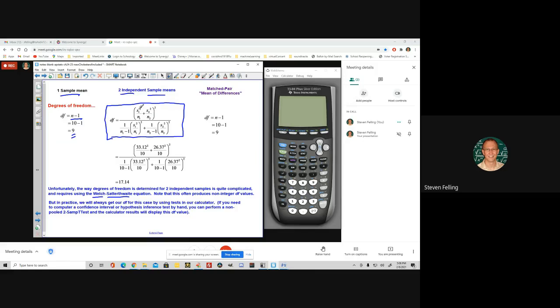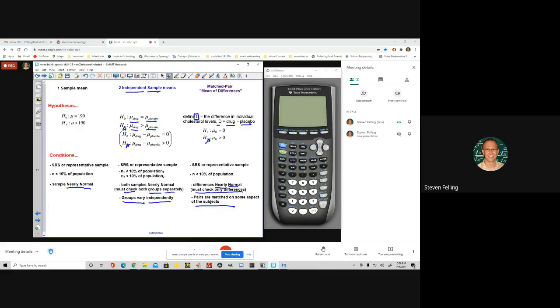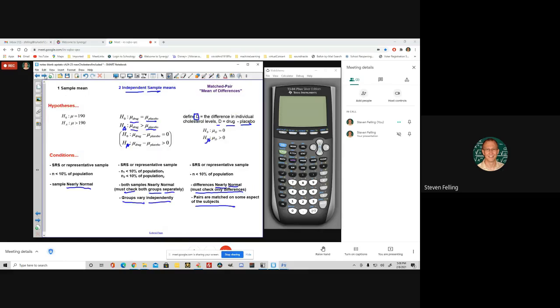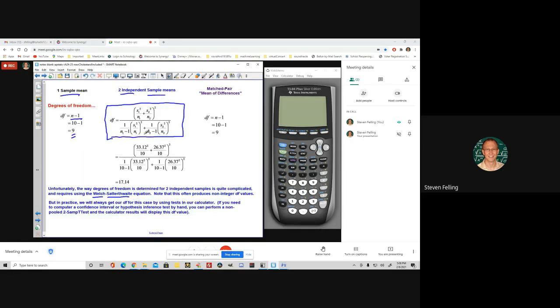If you actually were to take the data from this example and carefully plug the standard deviations and sample sizes into that equation, you would get 17.14 degrees of freedom. So this equation typically produces non-integer values. In practice, we're always going to use a calculator. There's a way to get your calculator to give you this number if you need it. And often we're going to do these tests in a calculator anyway rather than by hand, and it'll display this value when we do the test. So just know that there's a very complicated way to compute this. Often we'll just say we're computing this by calculator because it's way too hard to do by hand.